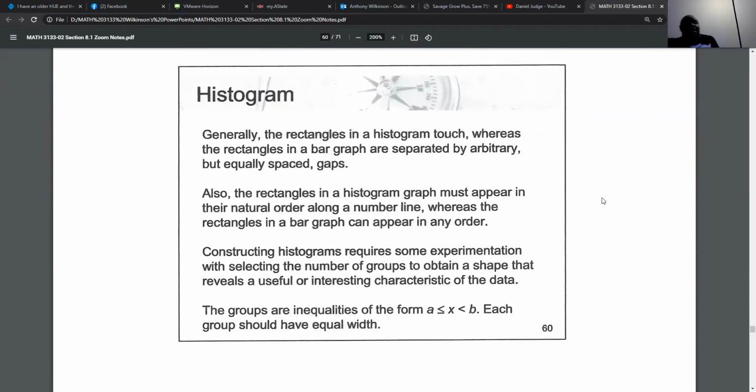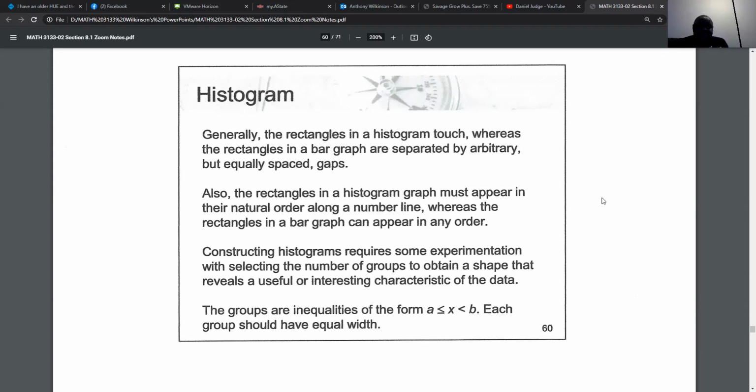Here they are. The rectangles in a histogram touch each other, whereas the rectangles in a bar graph are separated by arbitrarily but equally spaced gaps. So the histograms will be touching each other. The bar graphs that we looked at were just separate, equally spaced. Also, the rectangles in a histogram must appear in their natural order along the number line, whereas the rectangles in a bar graph can appear in any order. They have to appear in their natural order. We're going to talk about that a little bit later. You'll see an example of that.